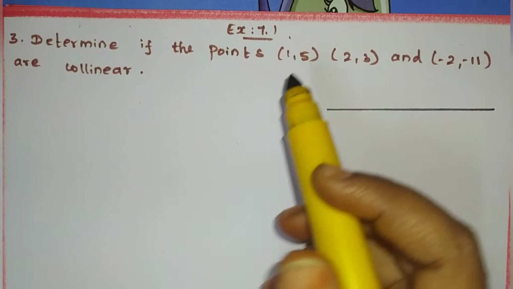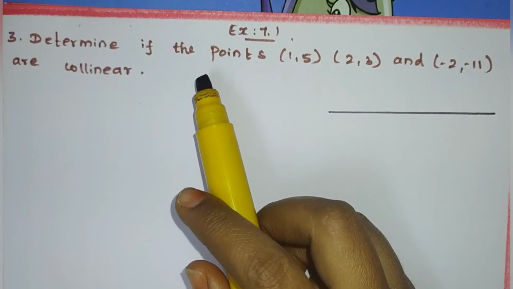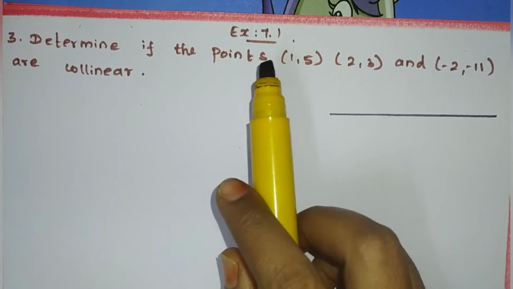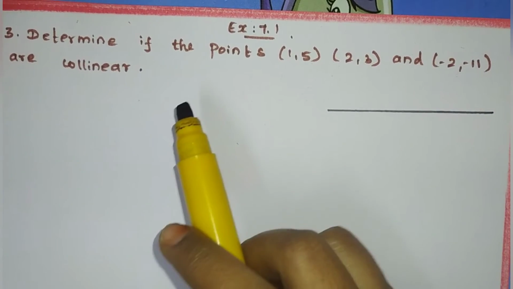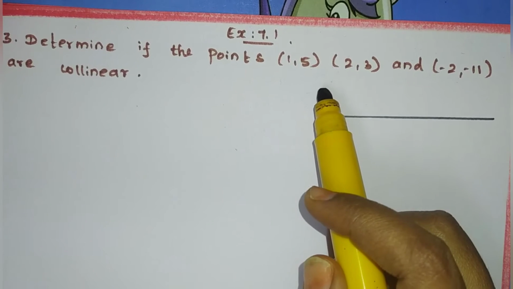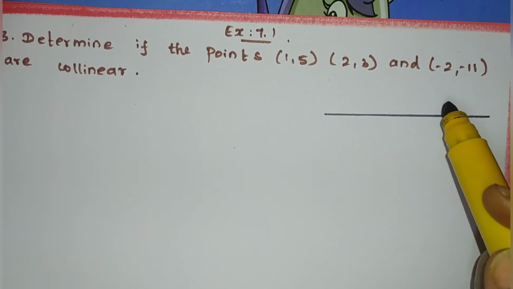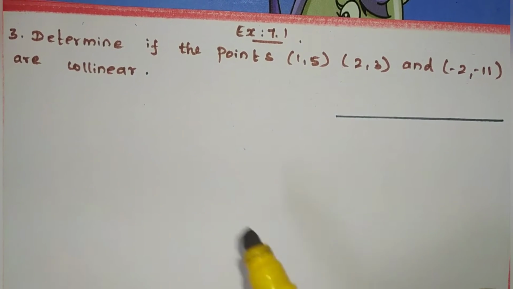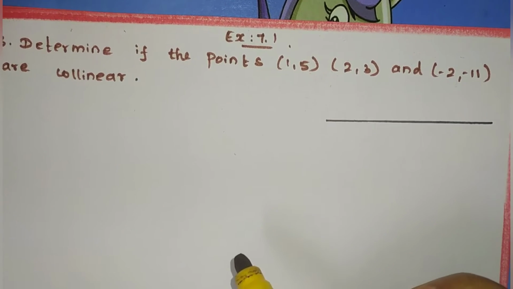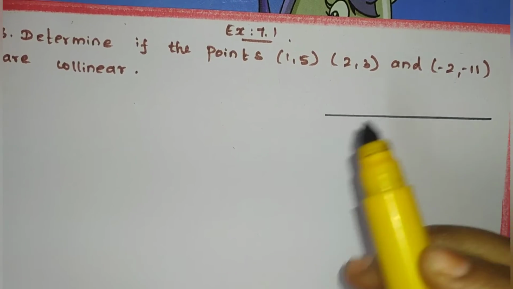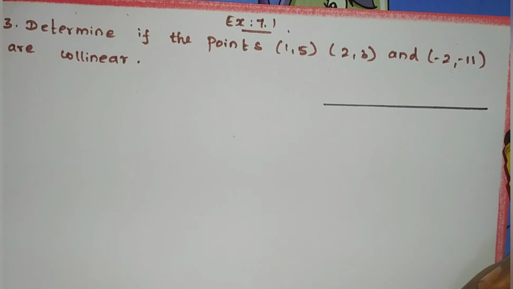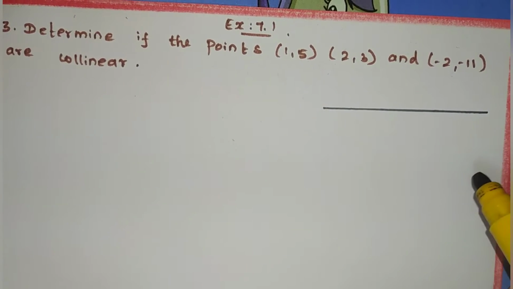Namaste students, in this video we are going to see the third problem in exercise 7.1. Determine if the points (1, 5), (2, 3) and (-2, -1) are collinear. Children, tell me first what is collinear. If the 3 points lie on the same line, then we call them collinear points.